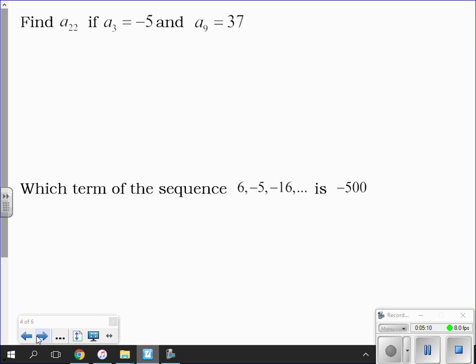Okay, well, here's what I need. I've got to figure out what D is. Here's what you do. You take the 9th term. So I have 37 is equal to, now I don't have the first term, but I do have the 3rd term. And if I treat this as the first term, then I need how many times to get from 3 to 9. And you would think, ooh, 9 minus 3 is 6. Yes, but that doesn't include the 1 in the front.